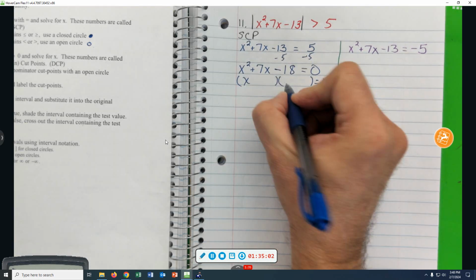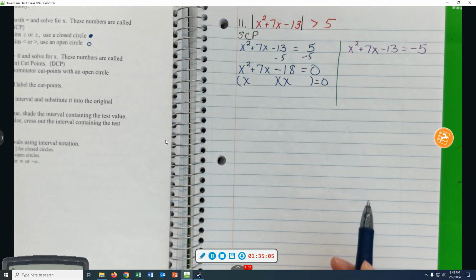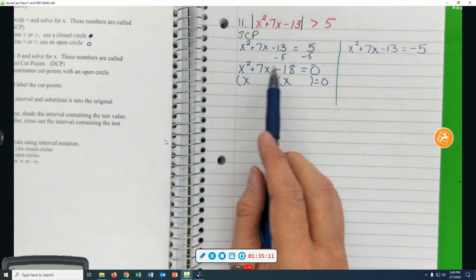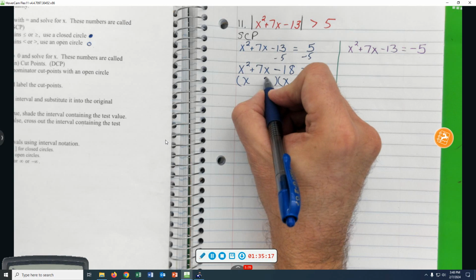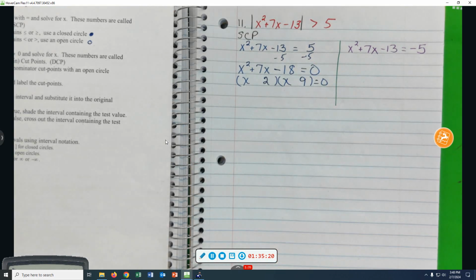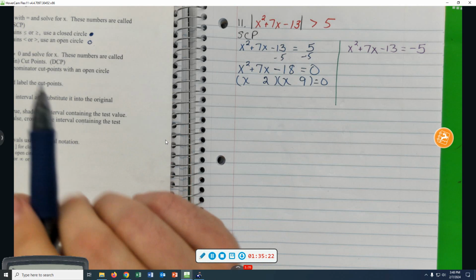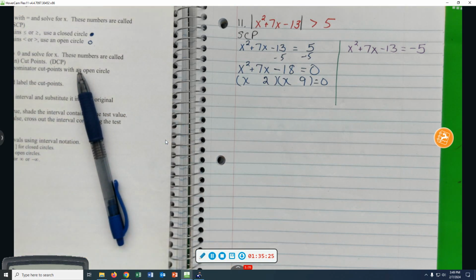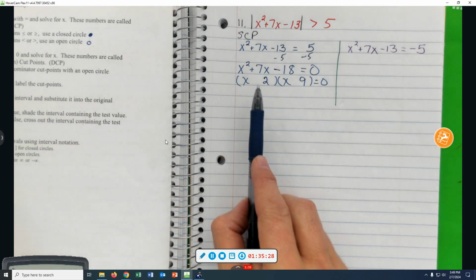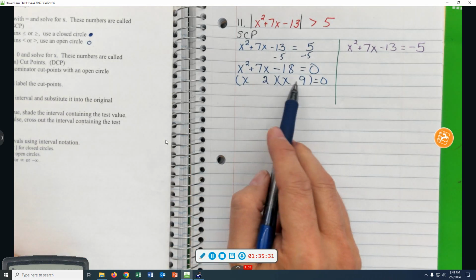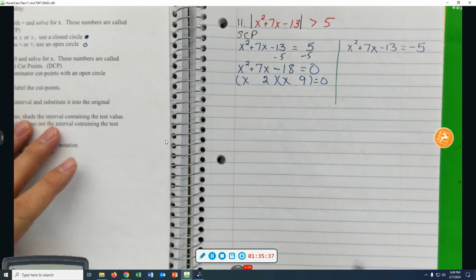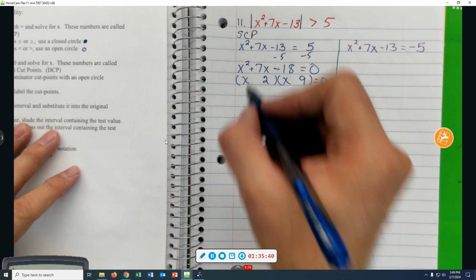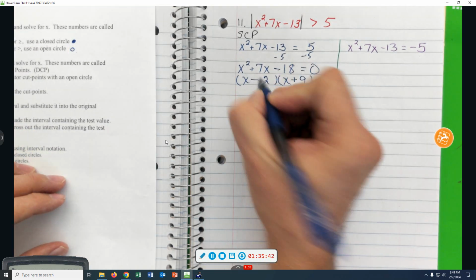We go x and x. 1 times 18, 2 times 9, 3 times 6. Which of those pairs subtract to give us 7? 2 and 9, okay. What about the signs? 2 pluses, 2 minuses, or 1 of each go inside here? 1 of each. Second sign is negative, so how do I arrange them to get a positive 7x? A plus 9 and a minus 2.